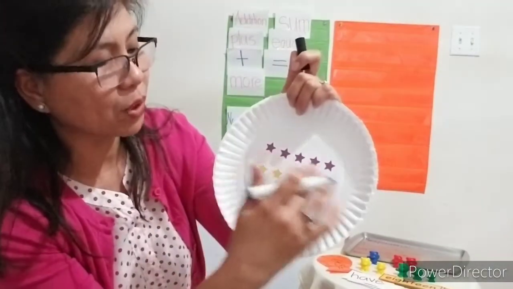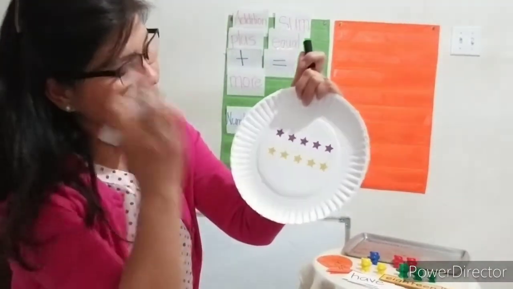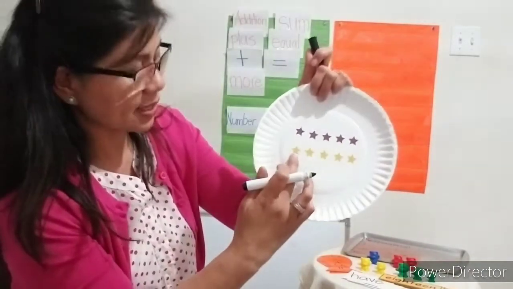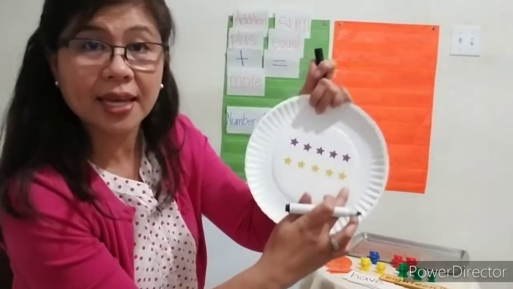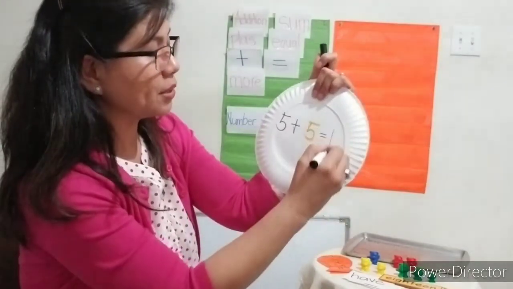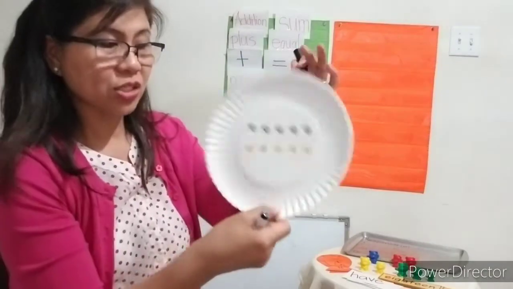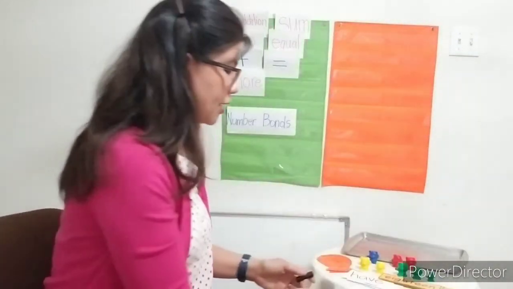Let's all count the purple and the yellow stars together. Let's count. 1, 2, 3, 4, 5, 6, 7, 8, 9, 10. And thus we come up with the number 10. A 10 is a 1 and a 0. Okay, so there we go. How about, let's try this one.